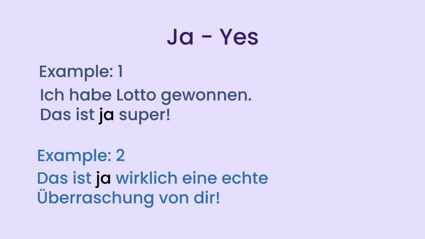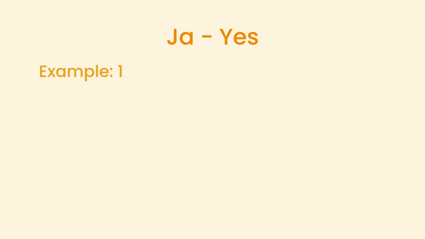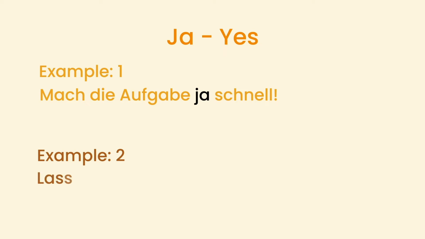As you see in these examples, you are trying to emphasize a particular event which is already known, which you so much agree with, or something which is understood. This makes a sentence more polite and more convincing. The same word ja, when it is used in an imperative form, when you are trying to give a command or an order, is more like a warning. In German it is called Warnung. Let us see the example. Mach die Aufgabe ja schnell. Lass mich ja in Ruhe.